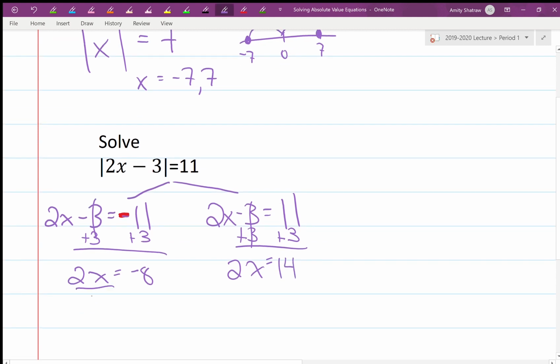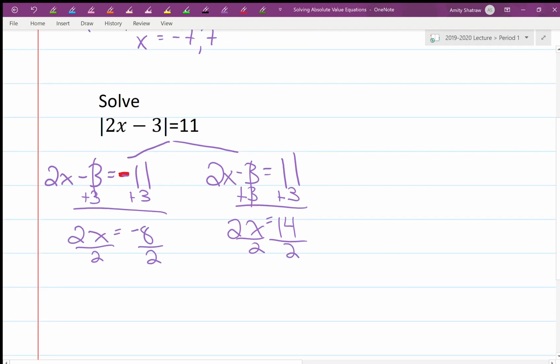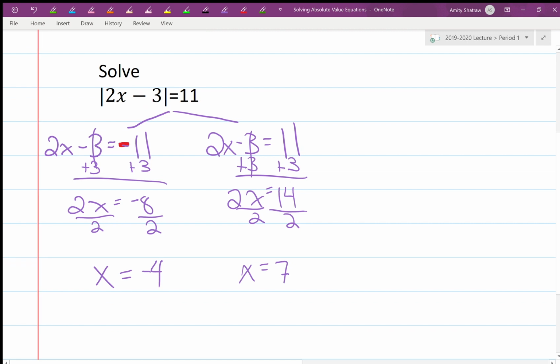Another property of equality we might want to use to isolate x is to divide by 2, divide by 2, divide by 2. And now I have two answers. x is negative 4 and x is 7. Ta-da! Now if I graph them, the nice thing about setting it up this way, so that the negative is over here, is that this number will always end up being smaller than that one. And so graphing it on the number line is pretty easy.